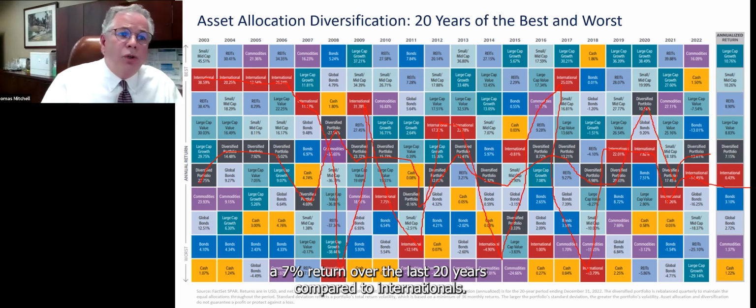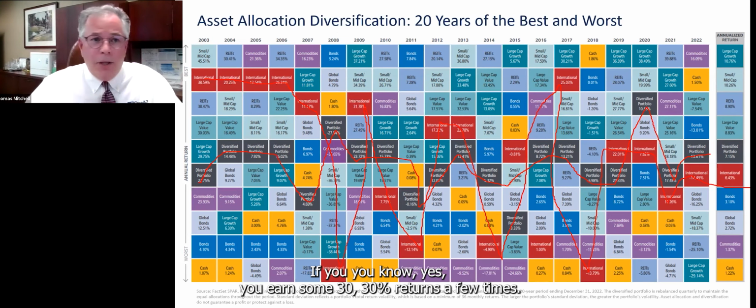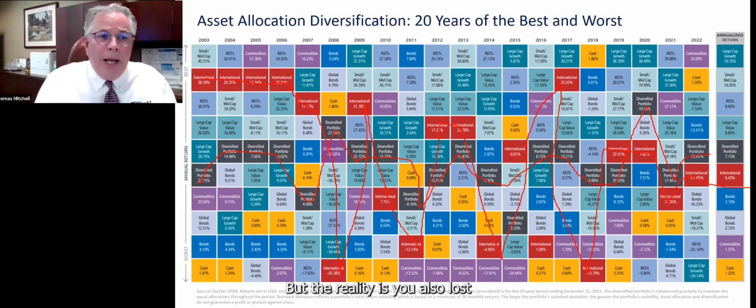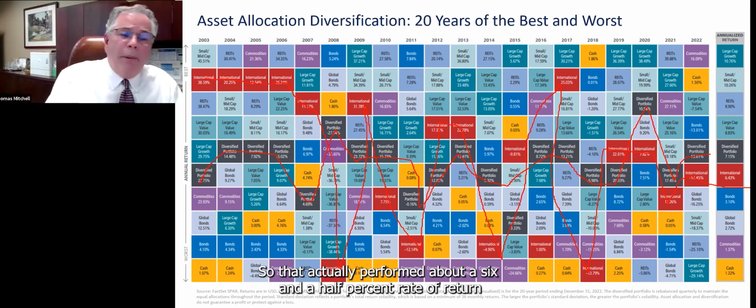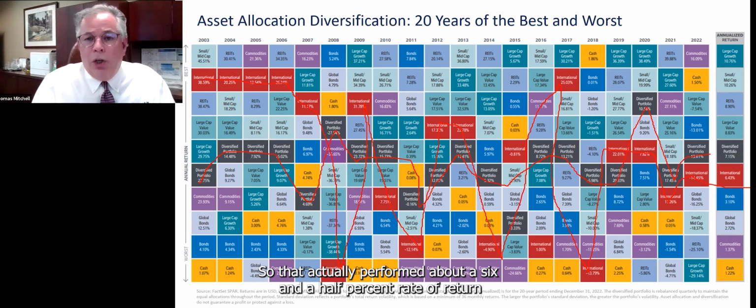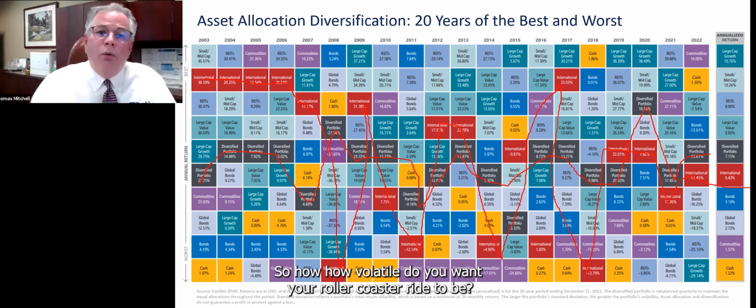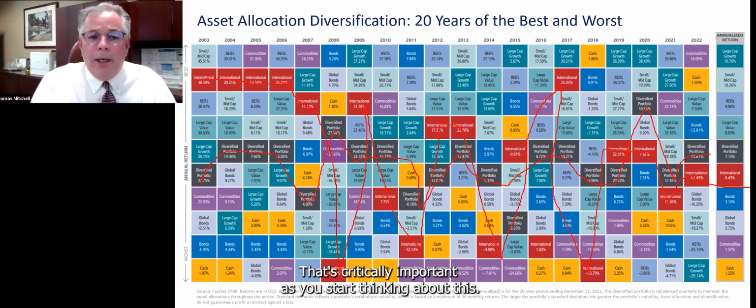Compared to internationals, yes, you earned some 30% returns a few times, but the reality is you also lost some large percentages if you looked at how volatile that was. So that actually performed about a 6.5% rate of return over 20 years. So how volatile do you want your roller coaster ride to be? That's critically important as you start thinking about this.